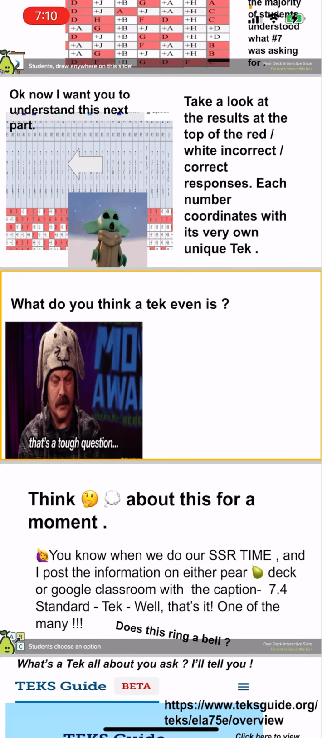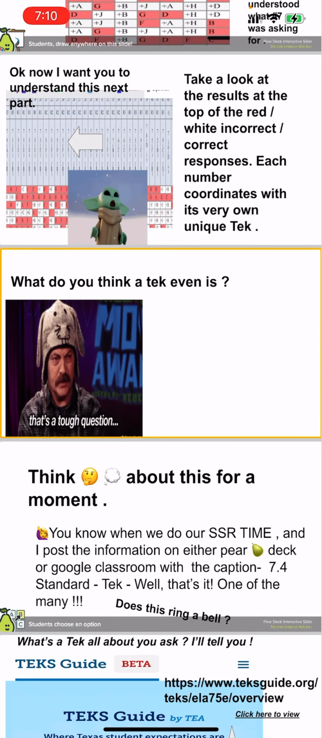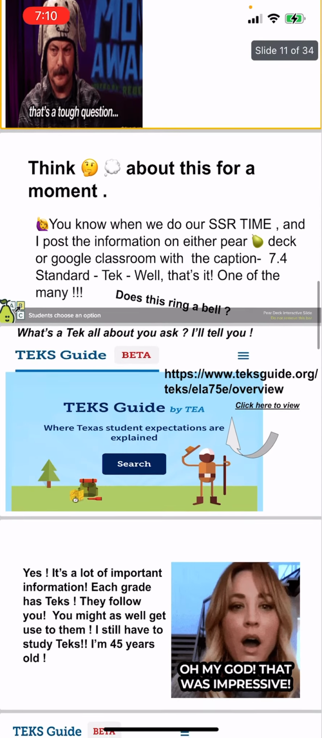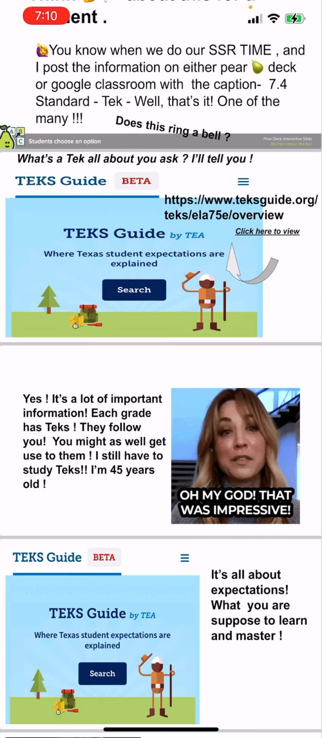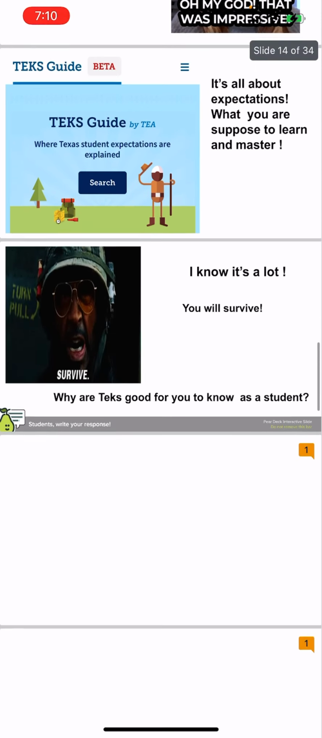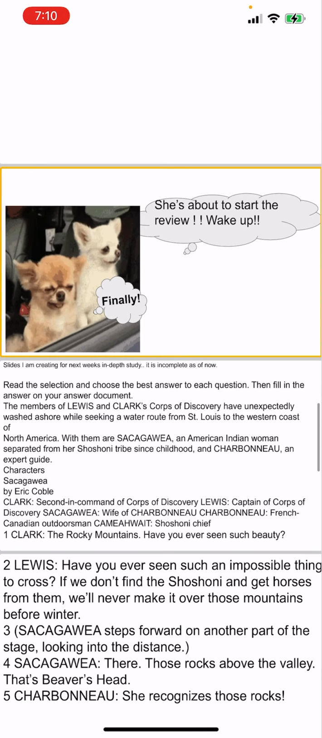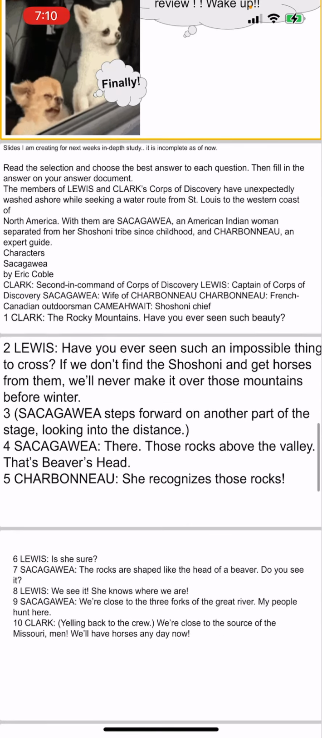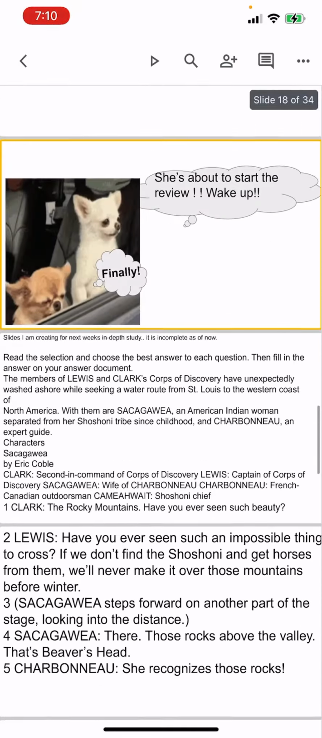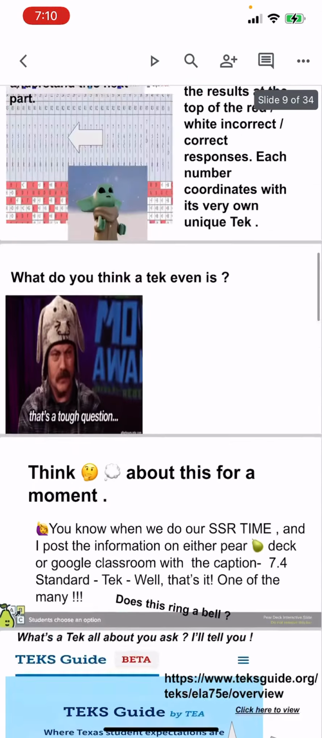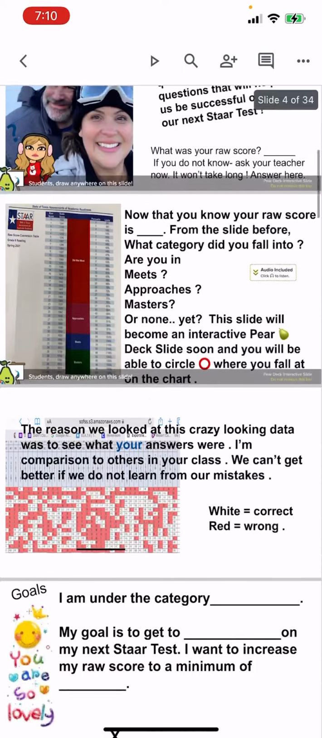What do you even think a TEAC is? I have to go back over this part with second, third period, then we're going to keep going. I'm going to show them the TEACS guide. I want us to get all the way down to where we're actually starting our first passage that they read and going over the first 5 answers. So that's going to be us tomorrow. Y'all are welcome to follow along with us on what we're doing.